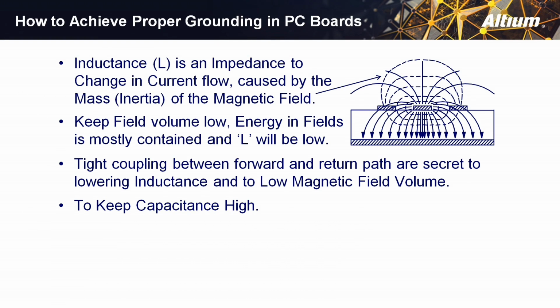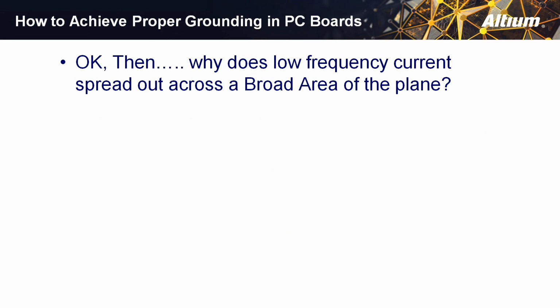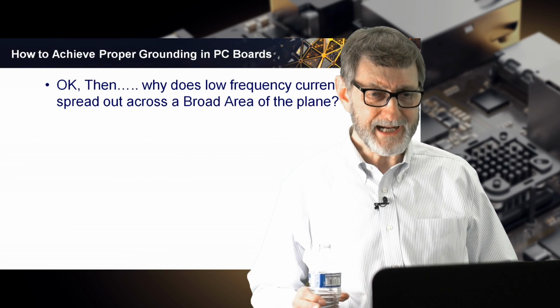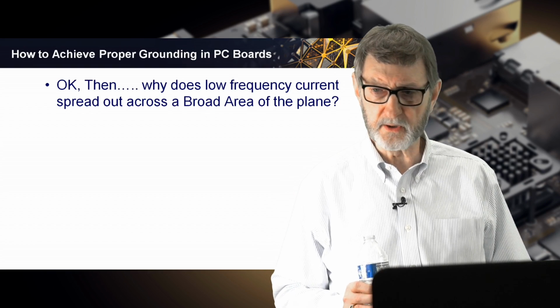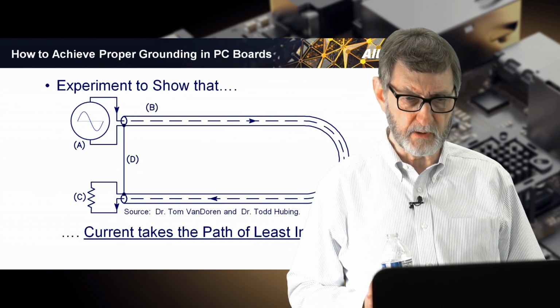And remember, the goal is to achieve a low and controlled impedance. Low inductance, reasonably high capacitance. We achieve that by routing signals right next to a ground plane on a board. Okay, then, why did the low frequency return current spread out? Let's just get right to the point.